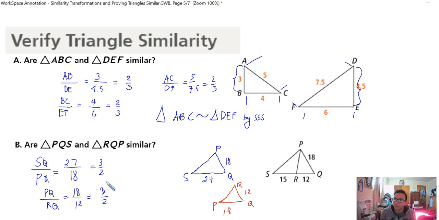So since we have the same, the sides are proportional, and the length of the sides that include angle Q are proportional. Okay, look at angle Q because it is common to them, and therefore it is proportional by SSS or SAS. So we can now say that triangle PQS is similar to triangle RQP. Right, next example.